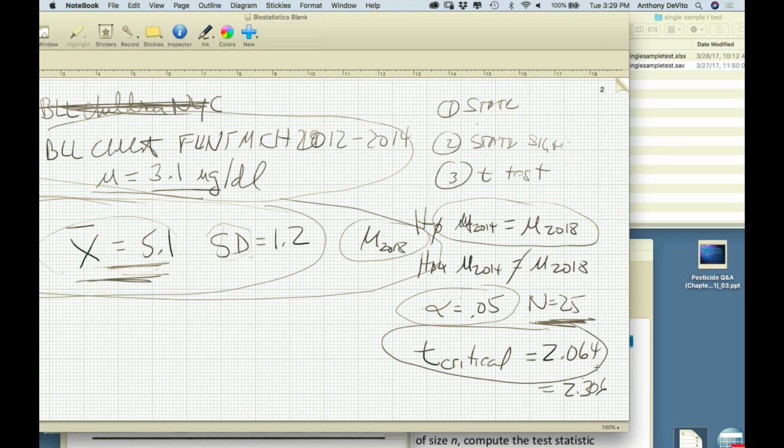If the sample size were only 5, what would it be? 2.77. So notice, as you get a smaller and smaller sample, it gets harder and harder to reject the null hypothesis because you have to exceed a bigger t critical value. And that's that middle column, that 95% on that t-table.